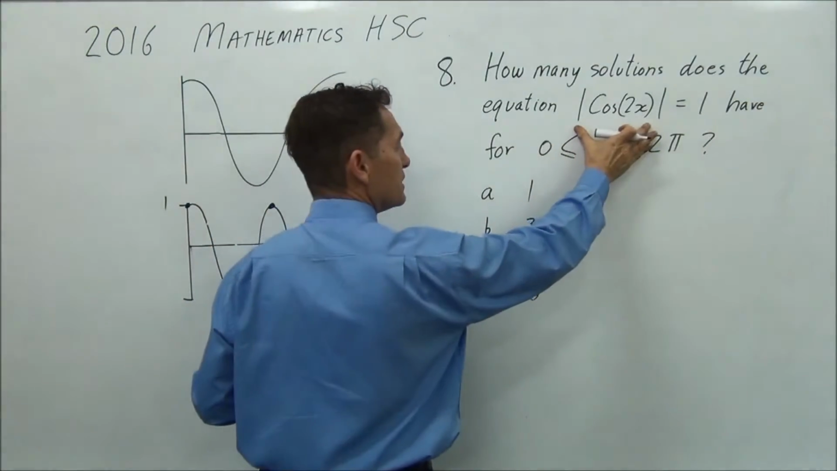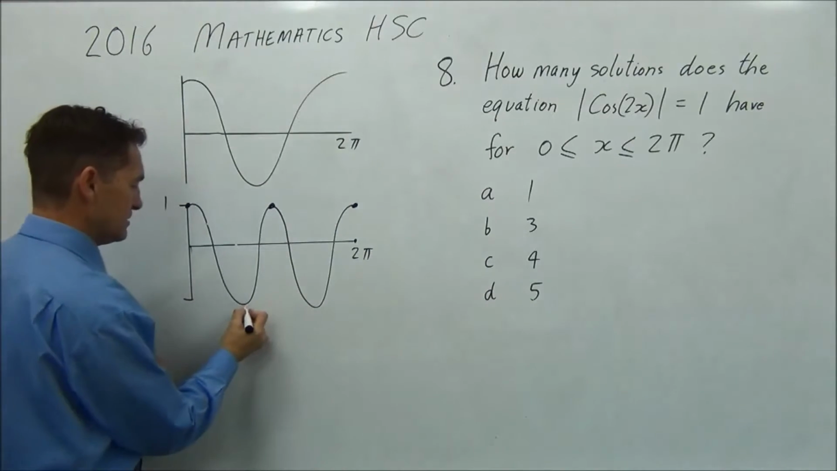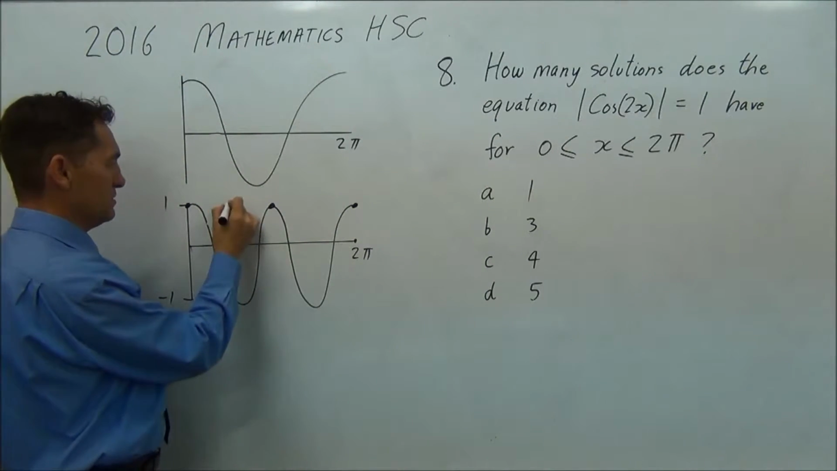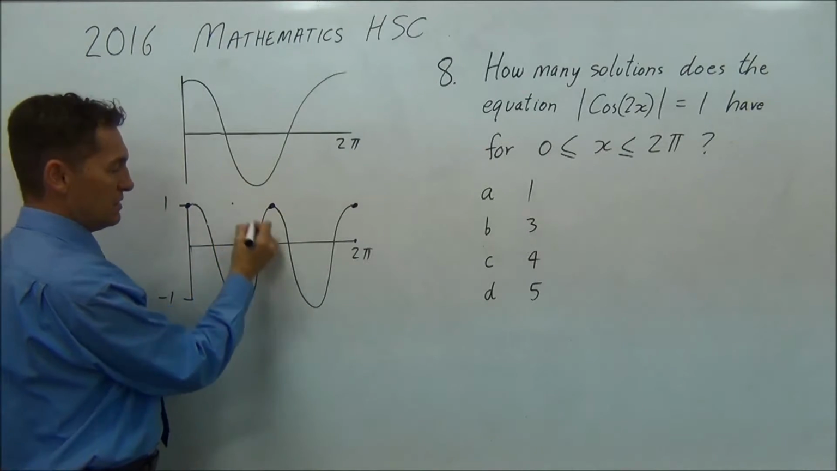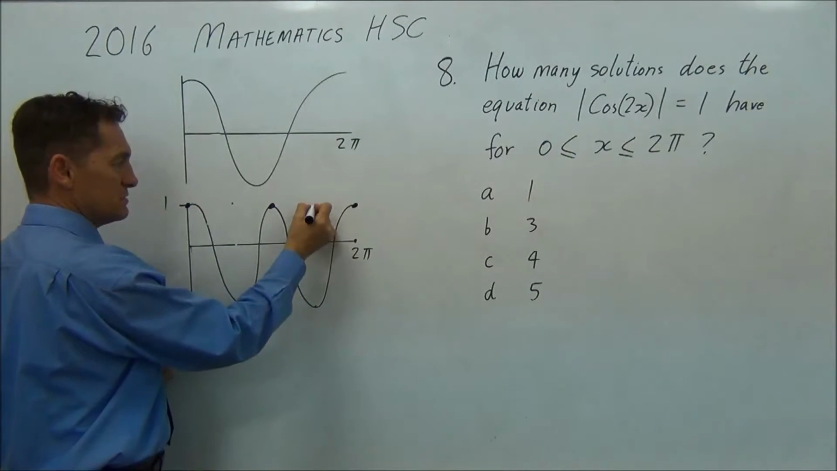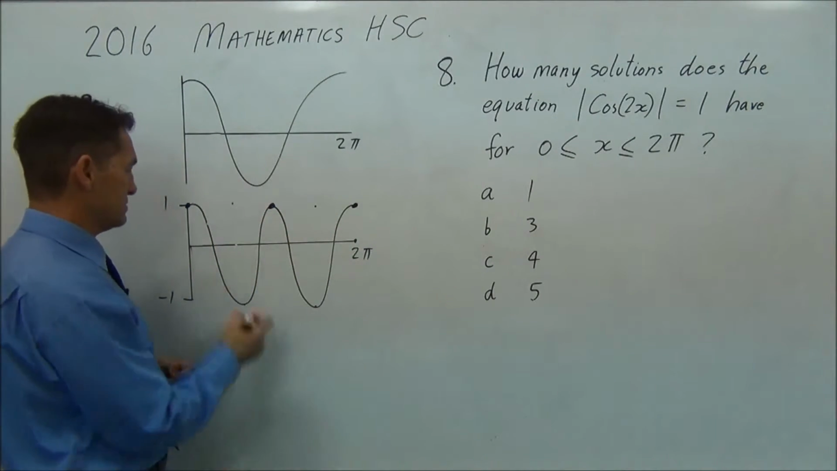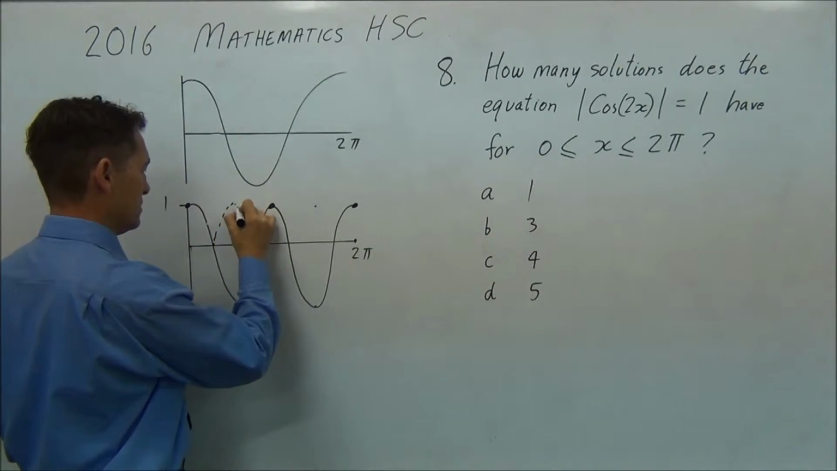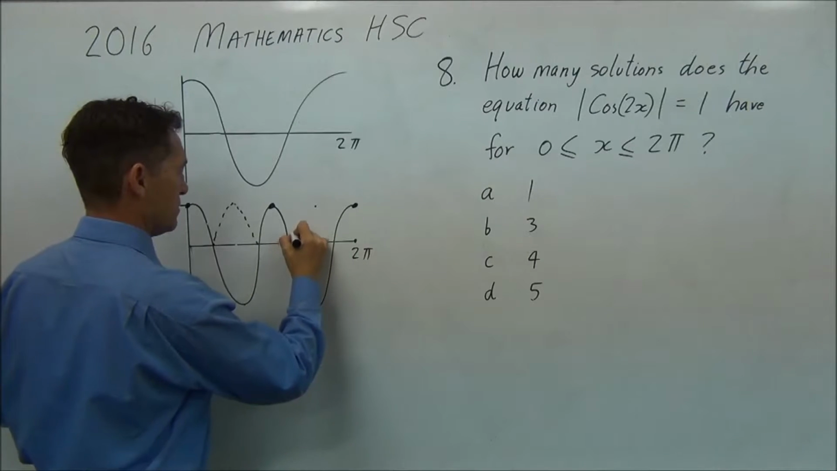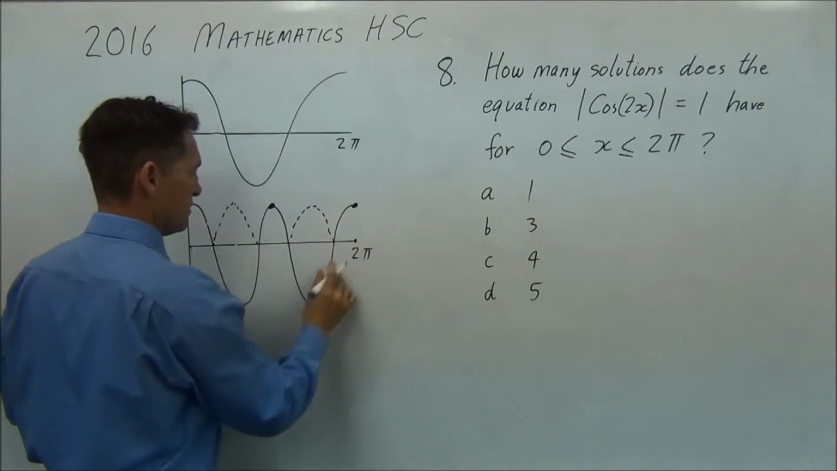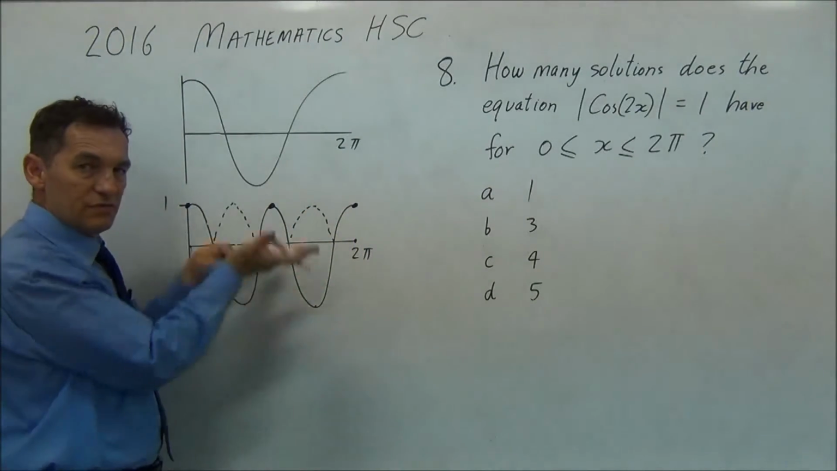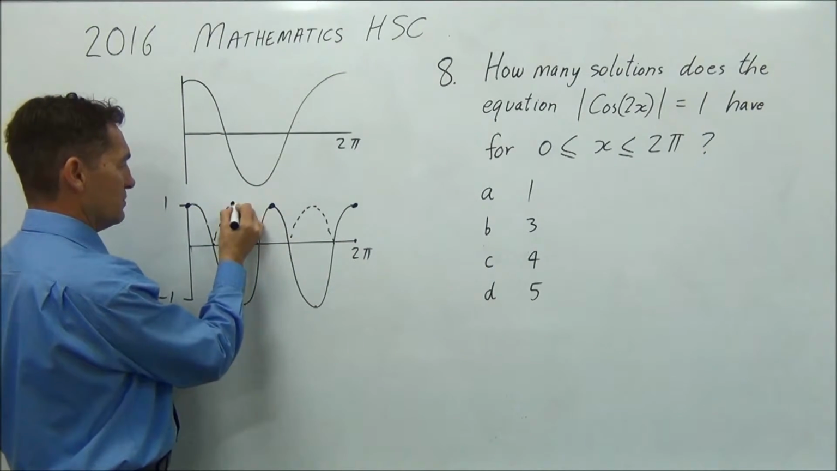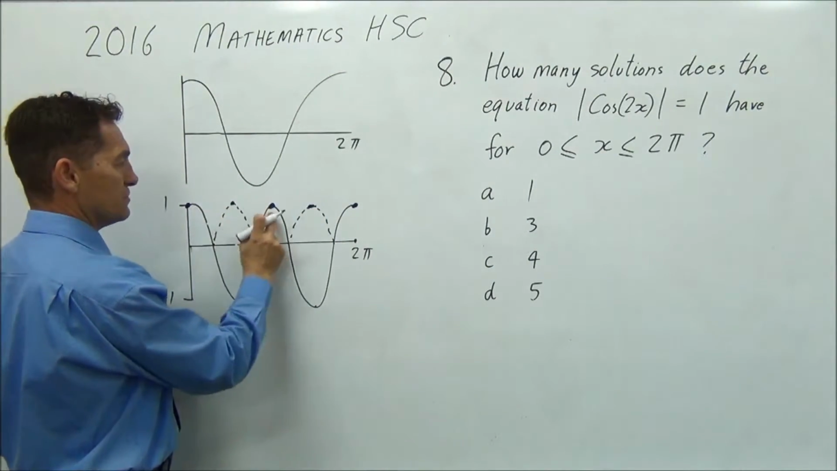But we've got the absolute value. So what is the absolute value here? Well, that's -1. The absolute value of this point is going to occur here at 1. And the absolute value of this point is going to occur here at 1. So the curve will actually look like that. And this bit will disappear because you've got to have everything positive because it's an absolute value. So you would end up with 1, 2, 3, 4, 5.